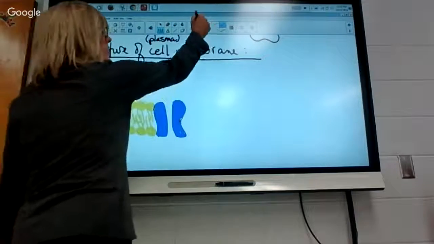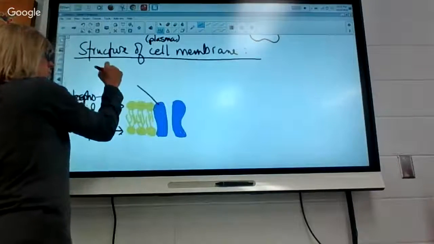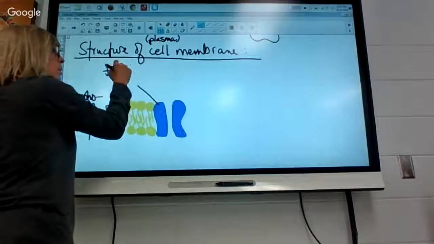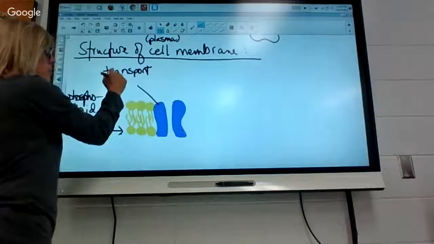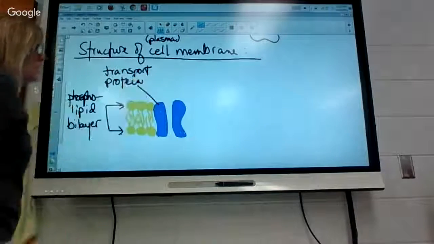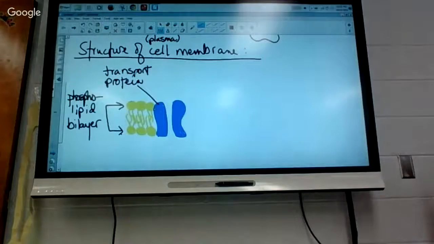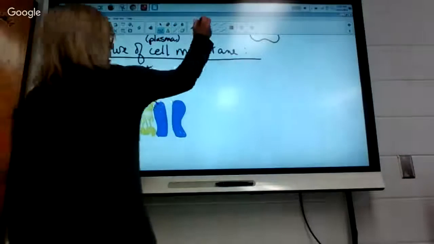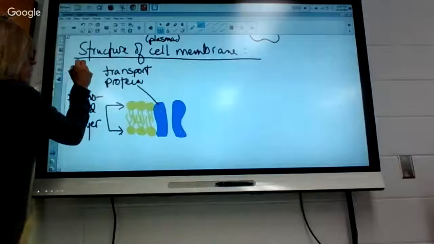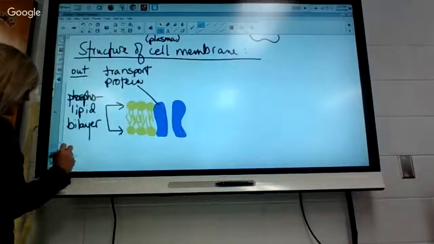So this is a transport protein, or sometimes people call them carrier proteins. This is going to be the outside of the cell, and this is the inside of the cell.